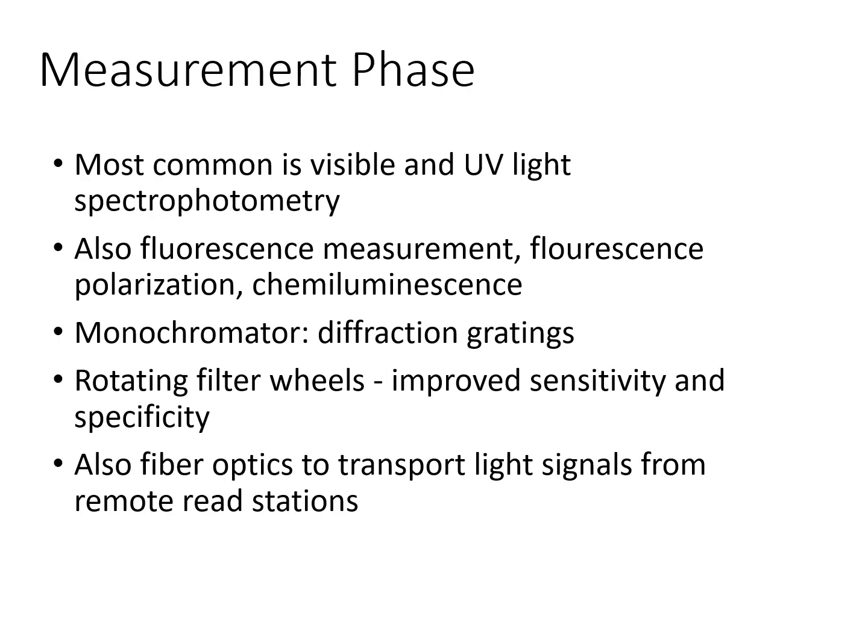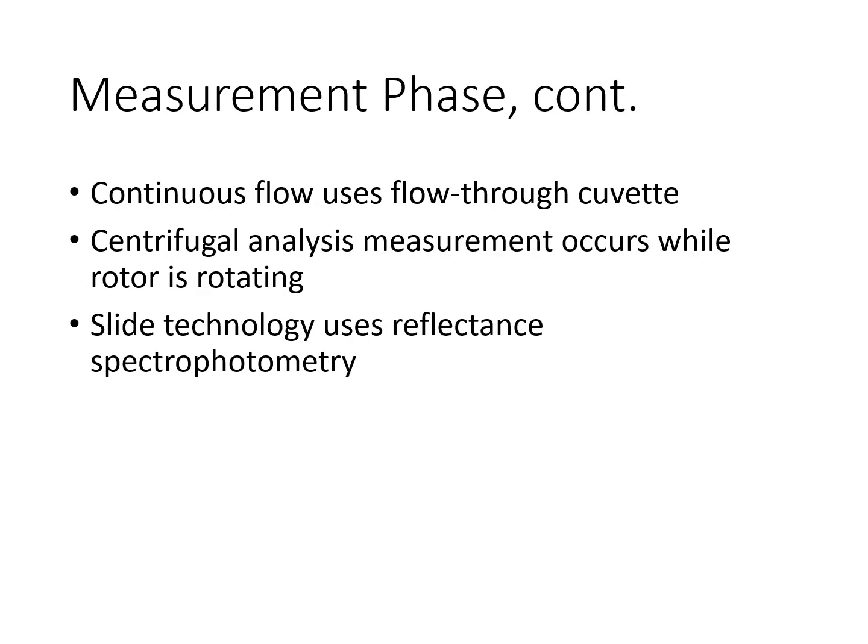The measurement phase: the most common measurement for chemistry analyzers is by visible and UV light via spectrophotometry. They can also use fluorescence measurement, such as fluorescence polarization and chemiluminescence as well. They can also use fiber optics, which help to transport the light signals from remote read stations. Continuous flow uses flow-through cuvettes. Centrifugal analysis measurement occurs while the rotor is rotating, and the slide technology uses reflectance spectrophotometry.